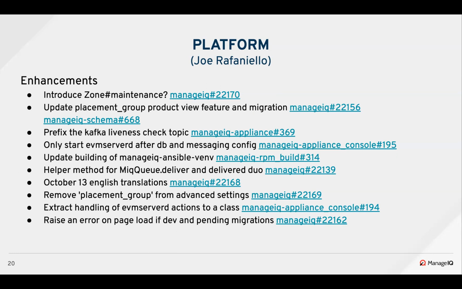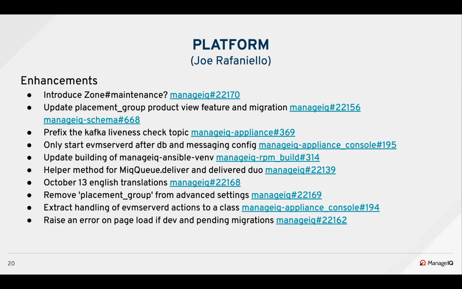Jason updated the Ansible VENV RPM build to no longer limit it to x86_64 architecture, to use Python 3.8, and he made some other changes there too. Keenan added a helper method for the common pattern where we call the pair of methods MQ deliver and delivered. This occurs frequently in tests. I added the October 13th English translations generated from the master branch at that time. Adam already mentioned that Jay removed the placement group from advanced settings.